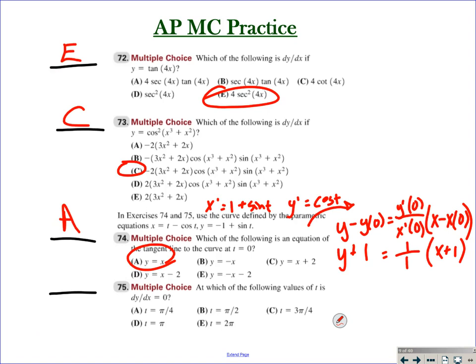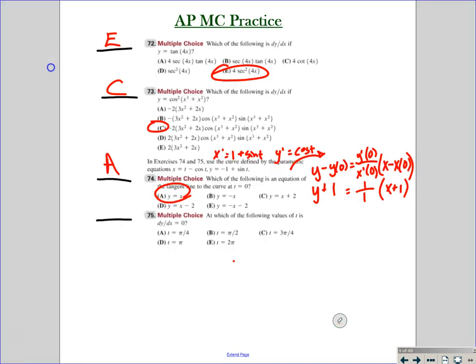And then number 75. Did you get rid of t, John? No, I forgot to do over x prime over 0. Oh, but you were lucky because it was just 1. And then at which of the t values is dy dx 0?